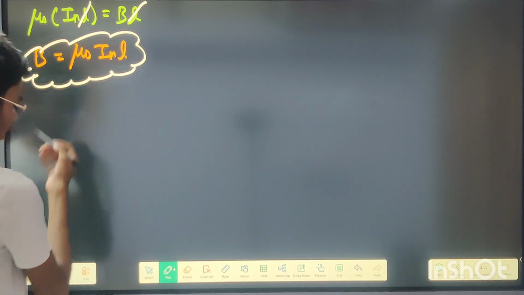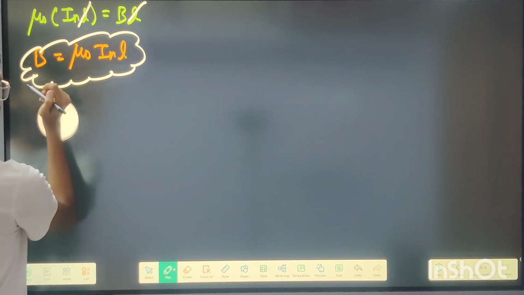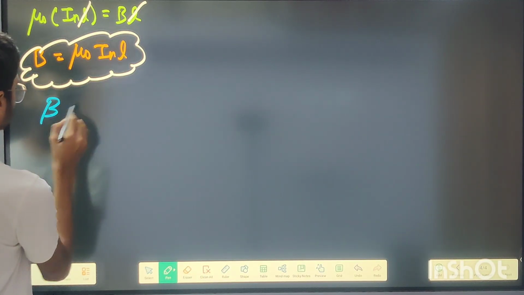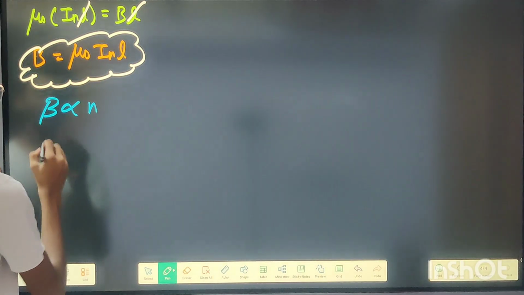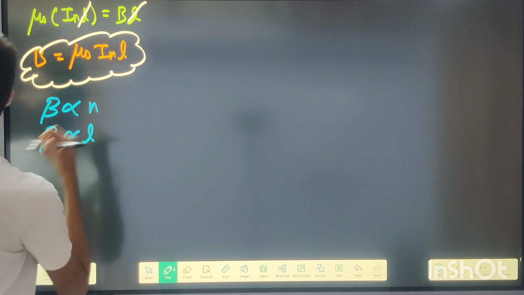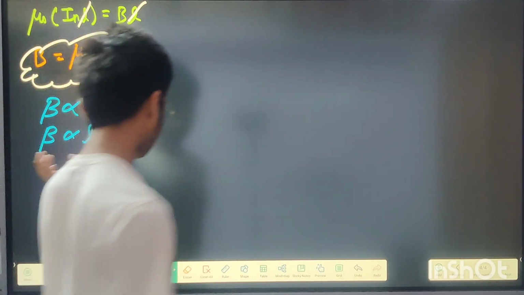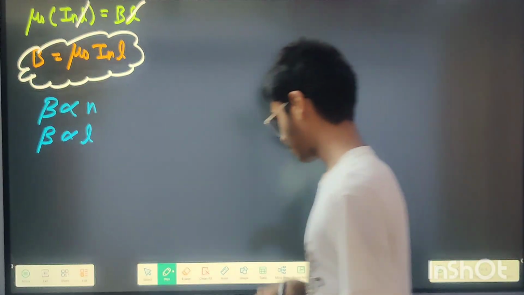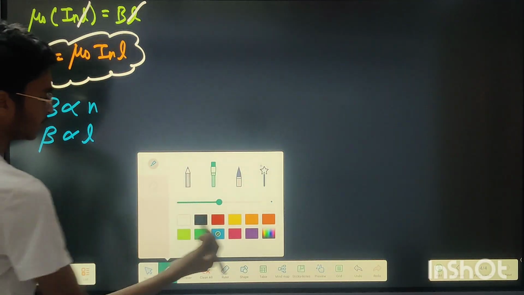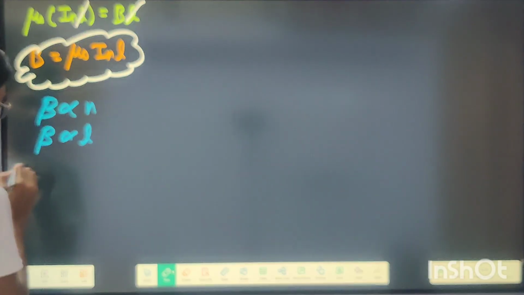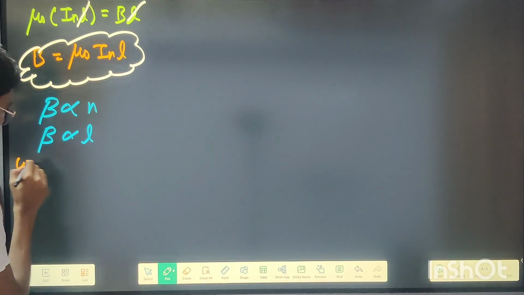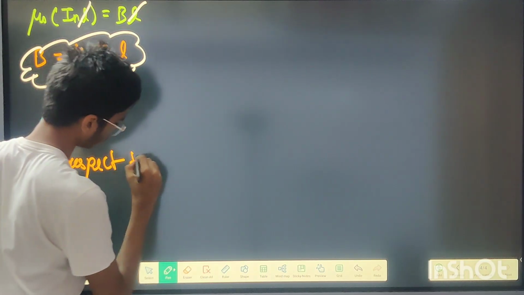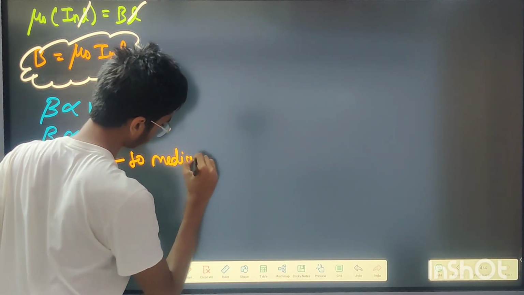See, this B is directly proportional to N. This B is also directly proportional to I, since mu naught is constant. Next is with respect to medium. All this we have seen is in air. Now with respect to medium.